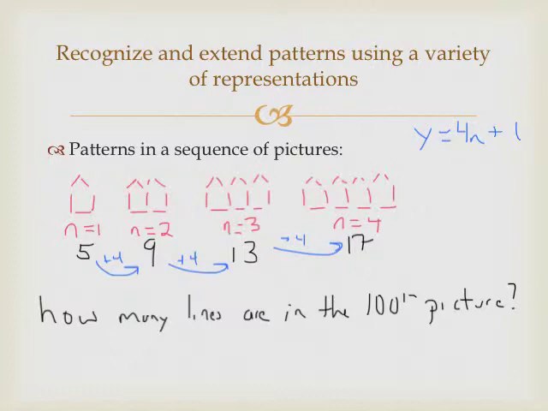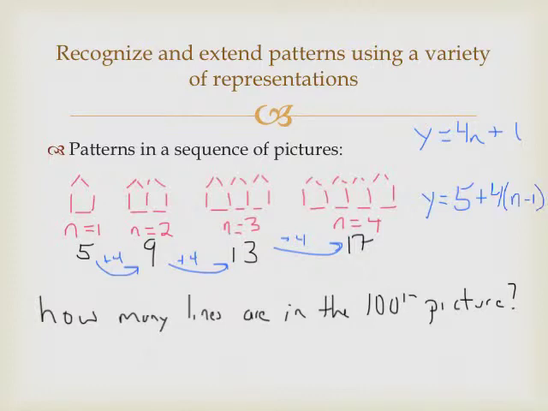And that will work out perfectly fine. The other way to do it is to start here and say, well, my first picture is 5, so I'm going to start with it being a 5. And then I'm going to add 4 for every n value that is larger than 1. So I'd be adding 4 times n minus 1.